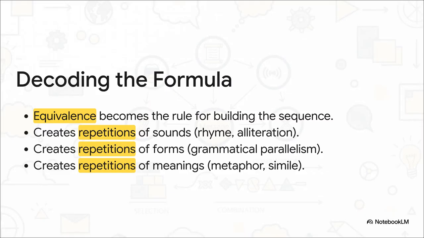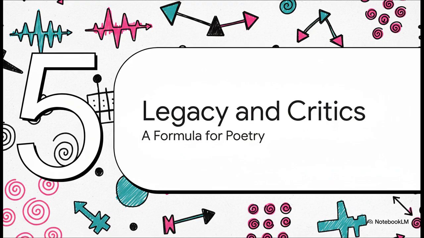It's this. Normally, we use similarity, or equivalence, to choose our words. But in poetry, we take that same principle of similarity and use it to build the sentence. Equivalence becomes the rule for the sequence itself. And what does that create? Well, it creates repetition. Repetitions of sounds, which gives us things like rhyme and alliteration, repetitions of sentence structures, and even repetitions of meaning, like in a metaphor, where you're saying two totally different things are, in some way, equivalent. That's the secret sauce.